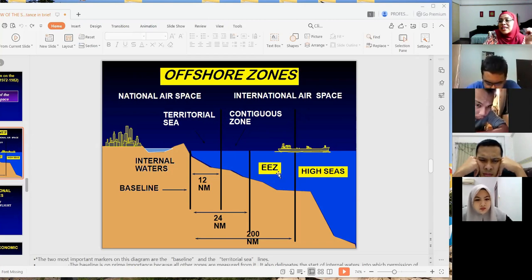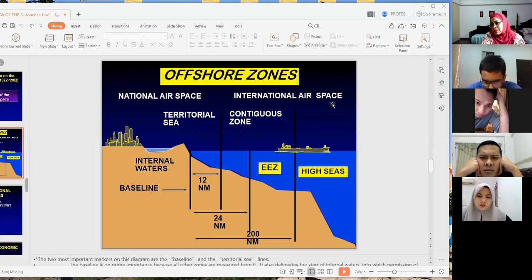Sebab tu EEZ. In Malaysia, we have this ACTA enforcement very big here, Maritime Enforcement Body, right? Okay, and then high sea. You see, America considers this as international airspace, right? The same map is followed by Malaysia. Malaysia has national airspace and international airspace, separated by the territorial sea side, okay?